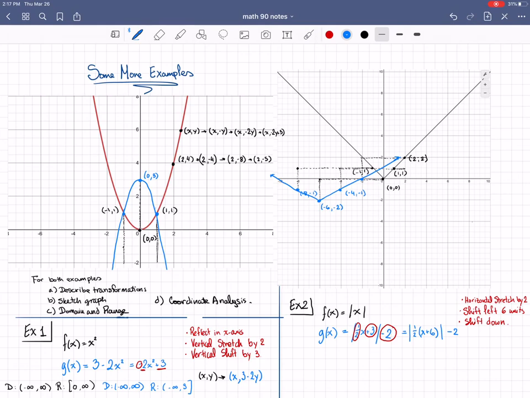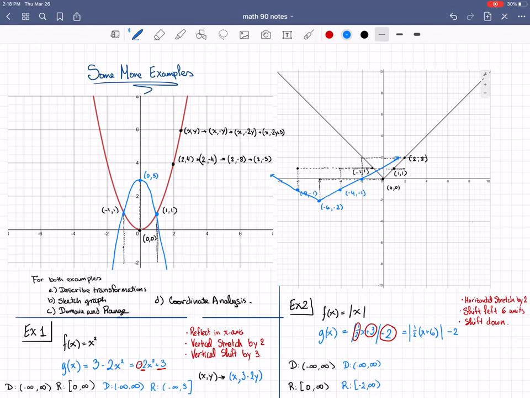Now, let's talk about the domain and the range. So the domain of the original function, I'll write that in black, that's all real numbers. So that's not going to be particularly exciting. The range, again, is from 0 to infinity. For the new function, the domain is still all real numbers. Again, that's never going to change. And the range is now from negative 2 to infinity. Okay? So you can see that the shift down impacted the range.